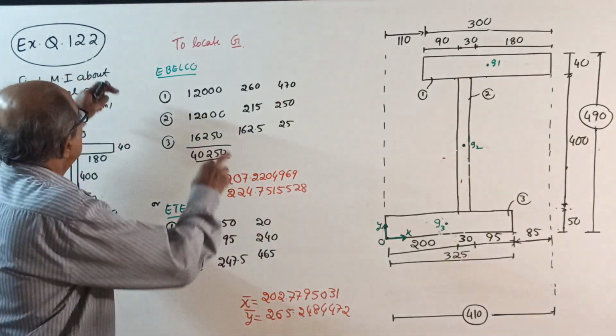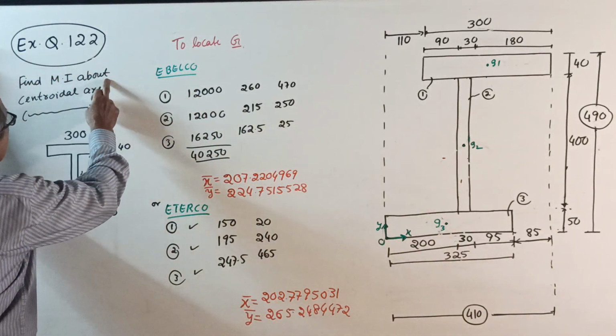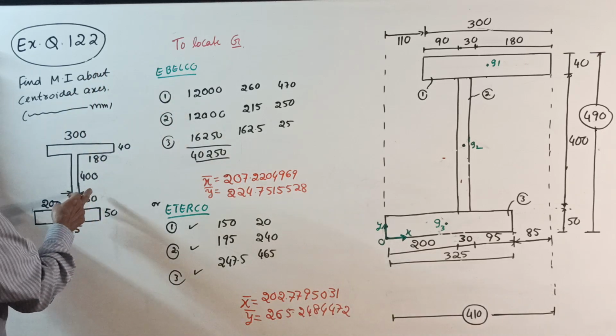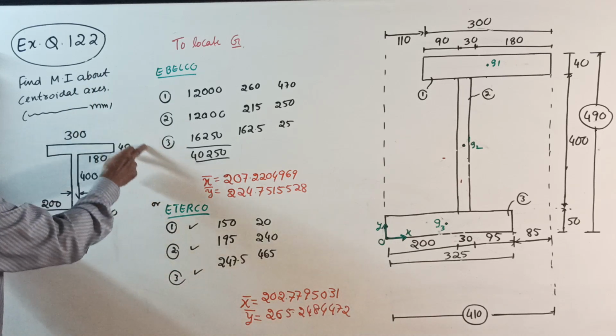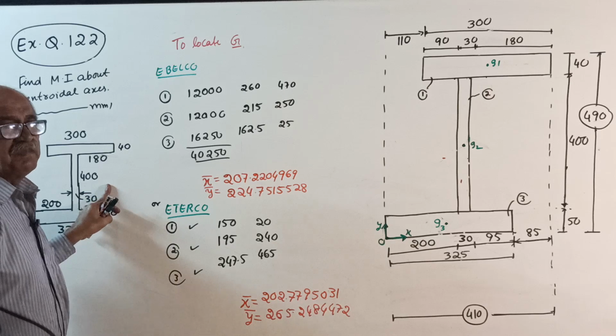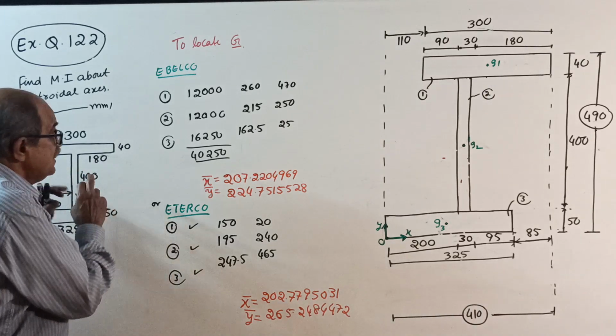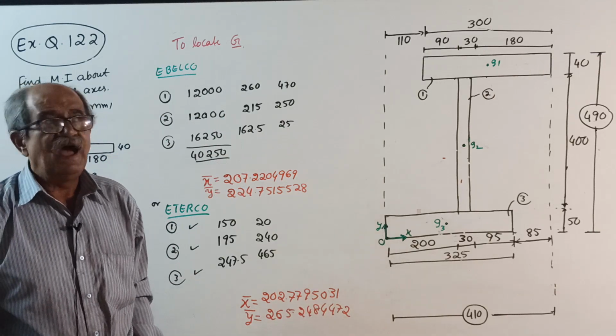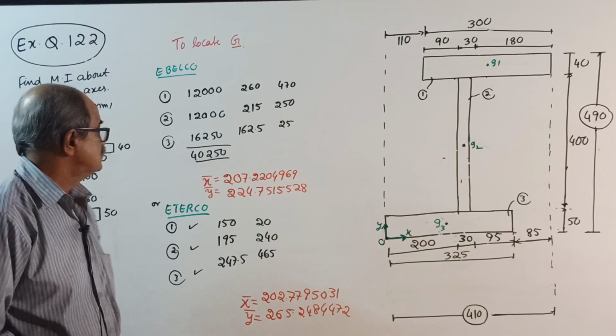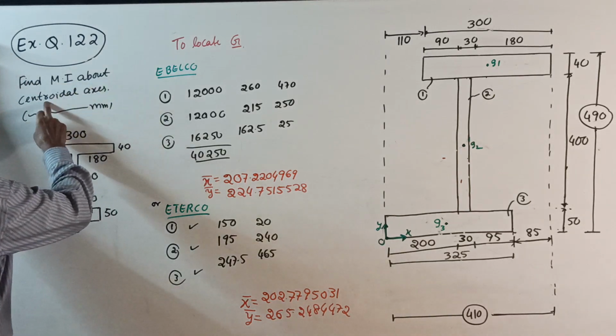That's all. First, we are going for an I section today. The first one is a difficult I section, with no symmetry at all. This is only for practicing purpose. If this question is clear, the further I sections popular in strength of materials and structural analysis are very easy. So, find the moment of inertia about the centroidal axis.